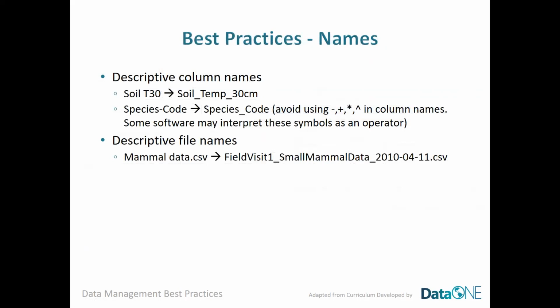Additionally, the column name up top, soil underscore temp underscore 30 centimeters, is very descriptive. You know that it indicates the temperature of the soil at a depth of 30 centimeters rather than just soil T30. We don't know what T30 means, so this is much more descriptive.